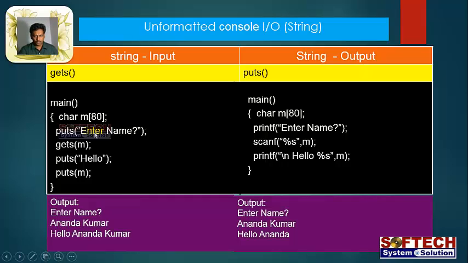If we want to go to the next line, we use the escape sequence, that is \n. So puts("enter name"), gets of m. The cursor waits to accept the string in the next line. So we just enter Ananda Kumar.